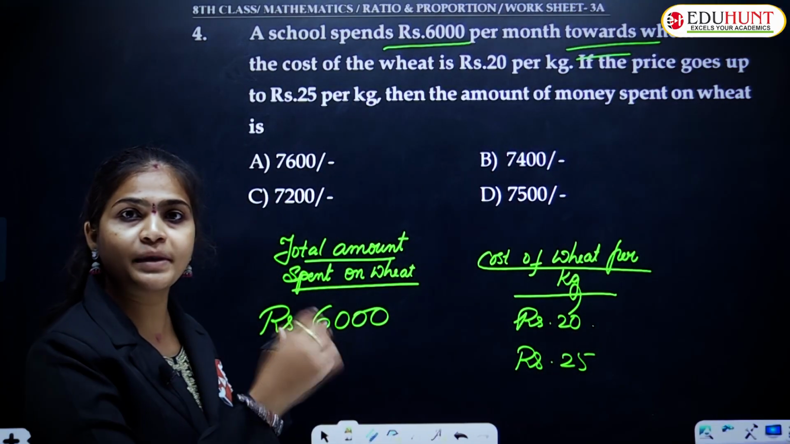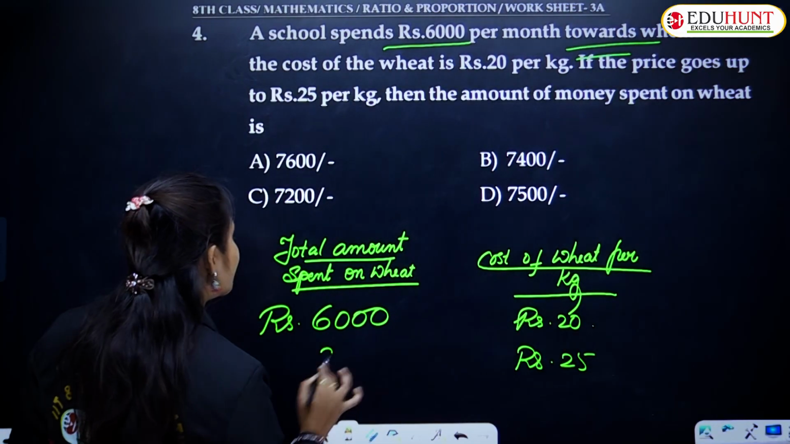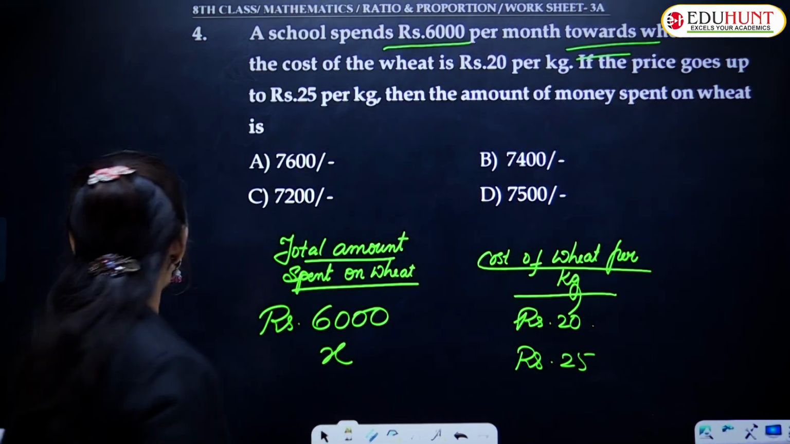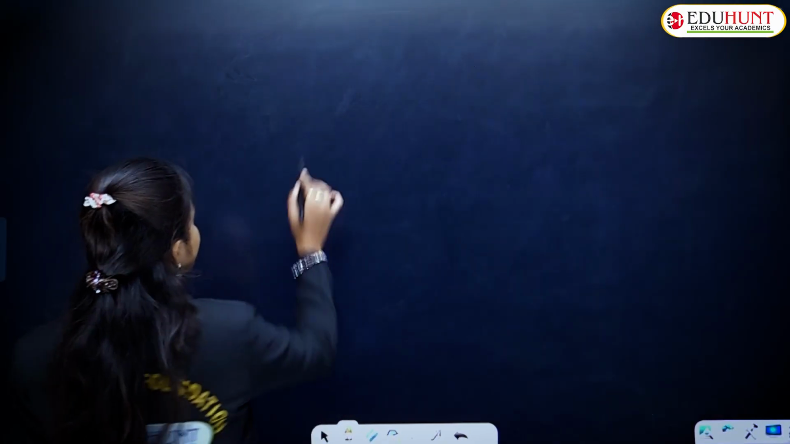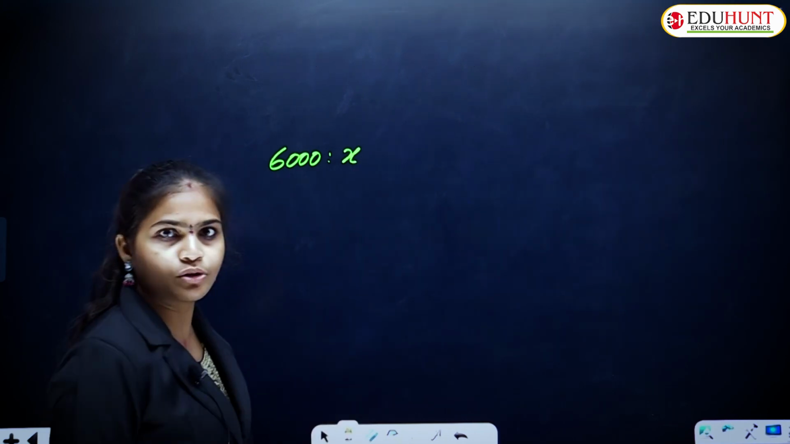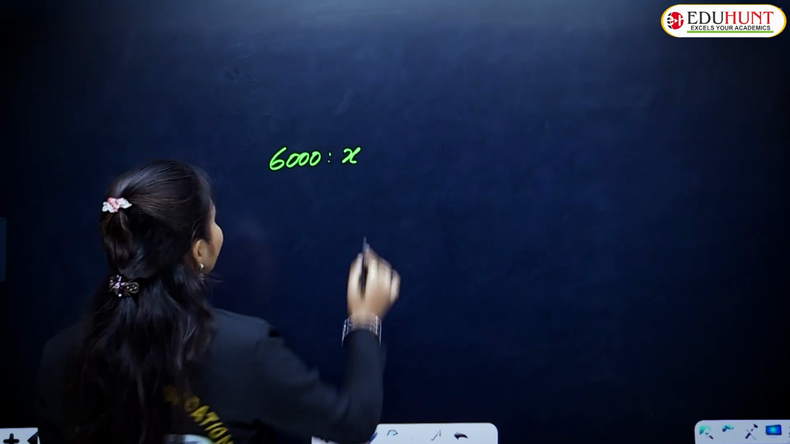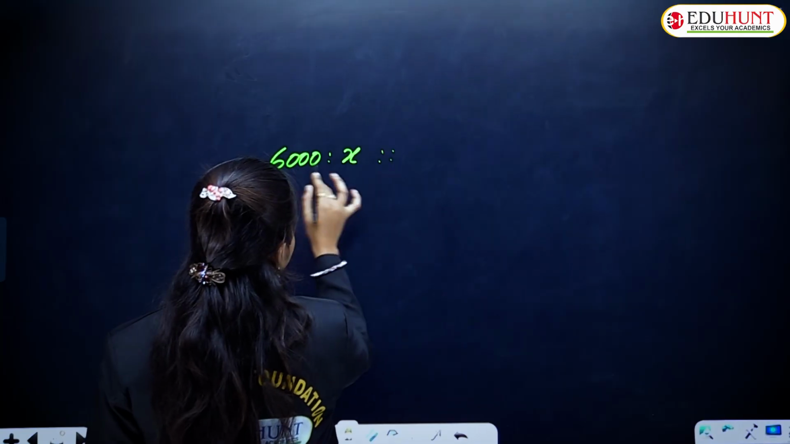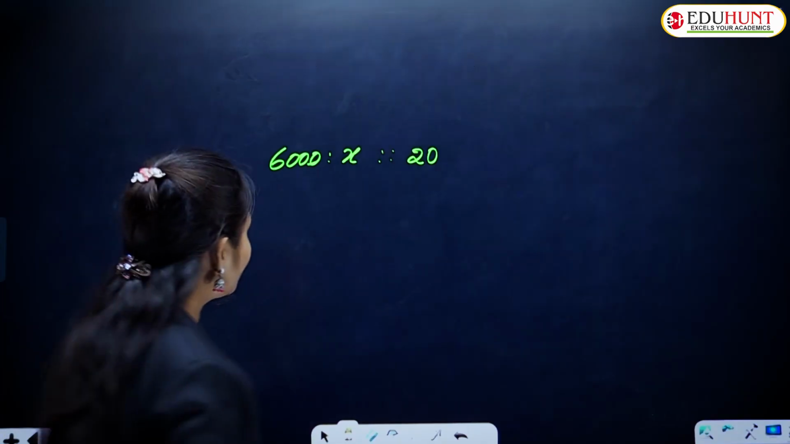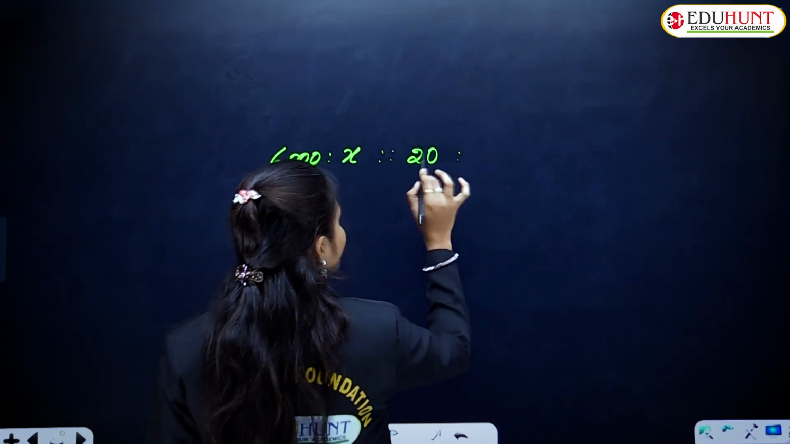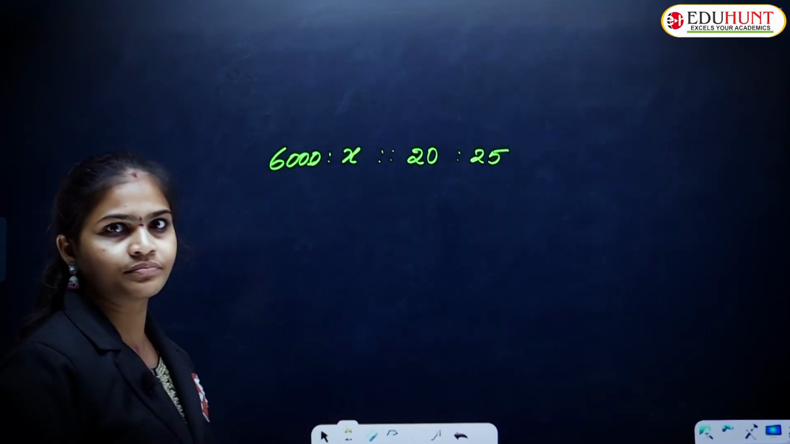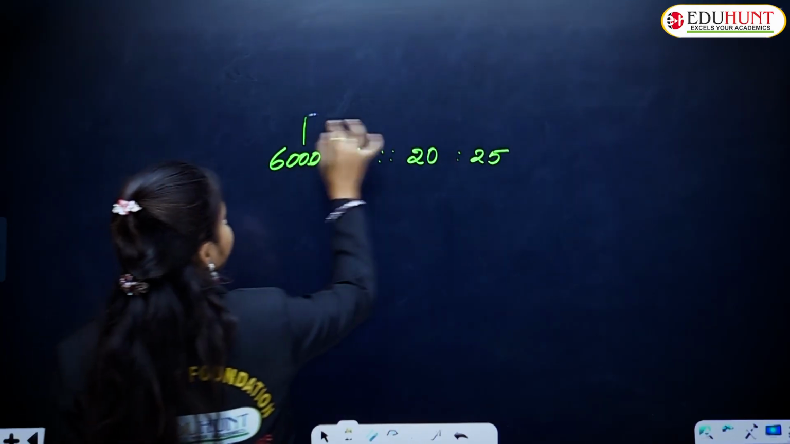the school has to pay more money, right? So how much has to be spent here? That's what we need to find out. Okay, so let us see here. So 6,000 rupees, and here we need to find the total amount, how much they have to spend here, as is to 6,000 rupees while the cost of the wheat is 20 rupees per kg. And if the cost of the wheat per kg is 25 rupees, then how much they have to pay. Okay, this is the relation.